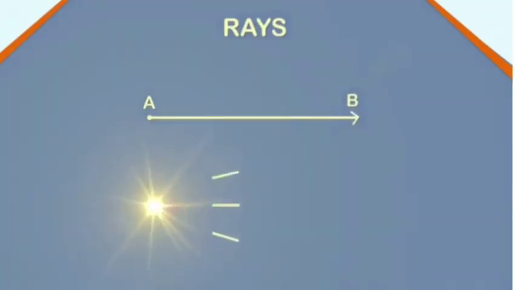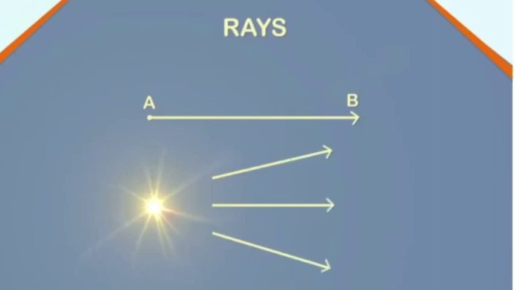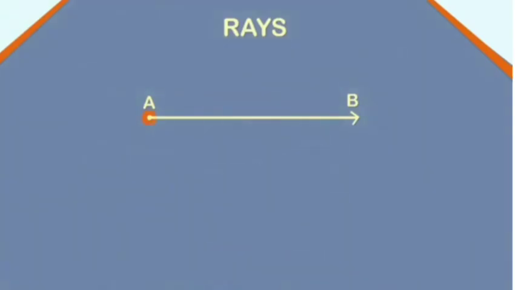Next is ray. A line segment which extends endlessly in one direction is called a ray. Have you noticed the rays of the sun? They start from a light source, which is the sun, and go on endlessly in one direction. A ray has only one end point and does not have a fixed length because it goes on in one direction. Hence it cannot be measured.